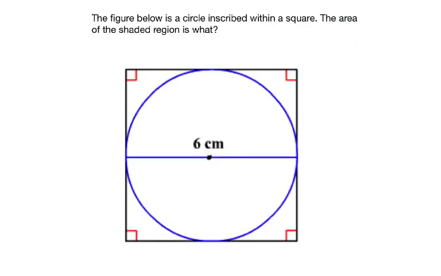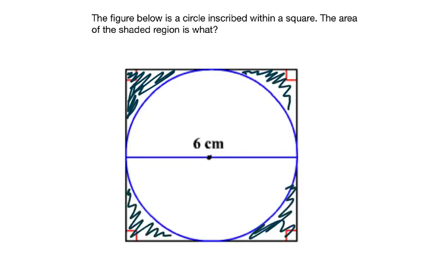For the question that you're going to try on your own, it says the figure below is a circle inscribed within a square. The area of the shaded region is what? And for the shaded region, we're going to consider that this part, this part, this part, and this part. So go ahead and pause the video, try to solve it, and then when you're ready, unpause the video and I'll give you the answer.